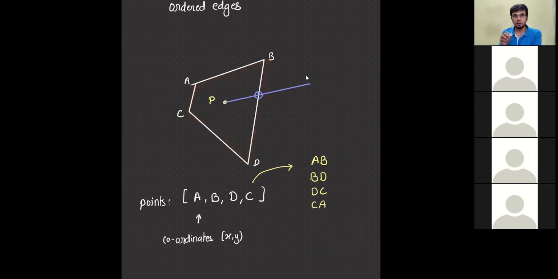If this is my polygon, it would be represented as A, B, D, C. This means when I take pairs of adjacent points, I get the edges: AB, BD, DC, and CA. These are my ordered edges. So this is how I can efficiently represent a polygon.